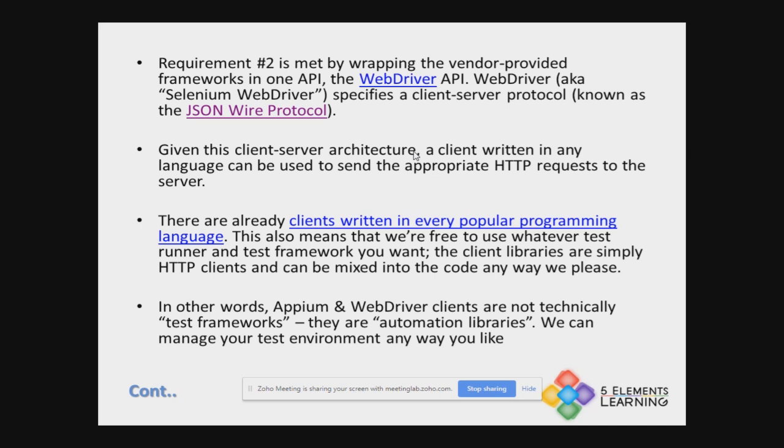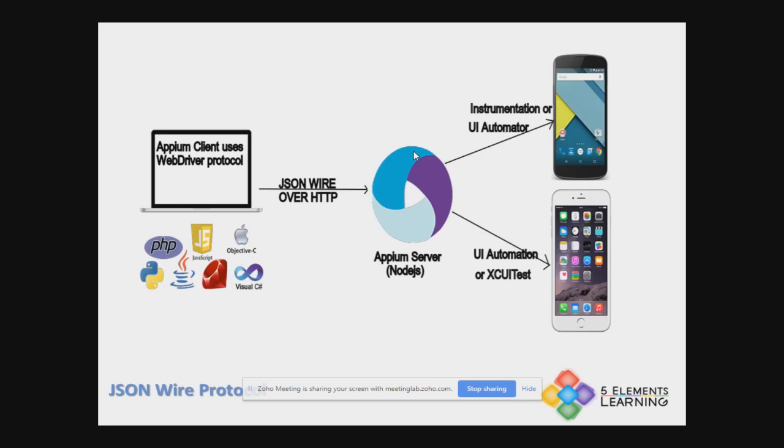In other words, APM and WebDriver clients are not technically test frameworks. These are automation libraries. They are automation APIs, and we can manage our test environment in the way we like. So let us have a look at the JSON wire protocol. Here the APM client uses the WebDriver protocol. You have got JSON wire over HTTP. In the middle you have got this APM server.